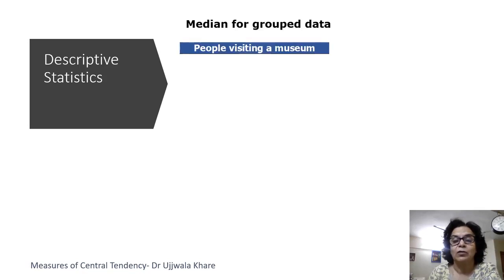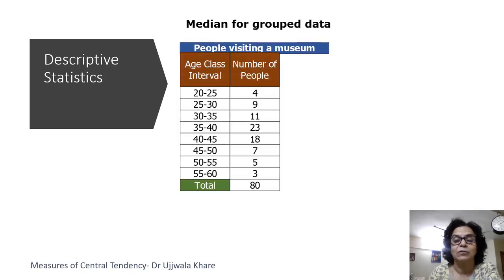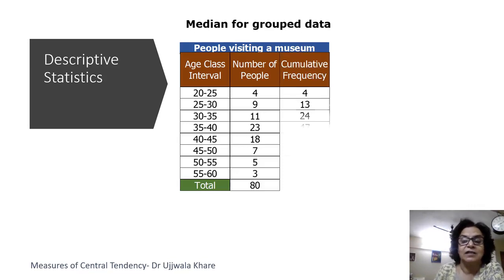Now let us look at group data. Now people are visiting a museum and we have classified them based on the age interval. So between 20 to 25 there are 4 people, 25 to 30 has 9 people, and the maximum age group, as you can see, is 35 to 40 years, where 23 people have visited the museum. So this class, we have to look at this class more carefully, where the frequency is the highest.